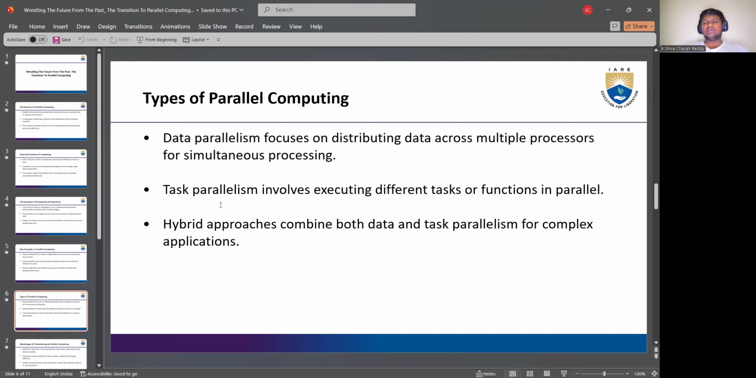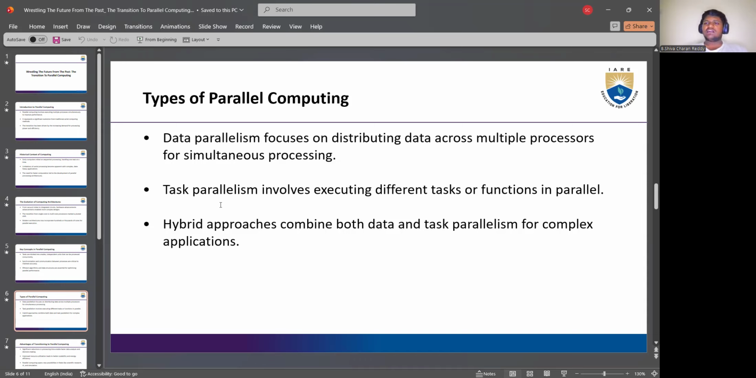So this data parallelism focuses on distributing data across multiple processors. If your computer has multiple processors, that can help in parallel processing. This can enable us to do parallel computing. Each processor handles half of the data. If you have two processors, one handles half of the data, another handles the other half.